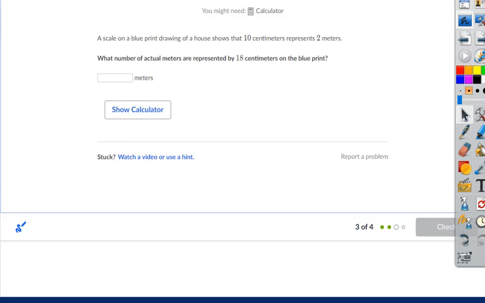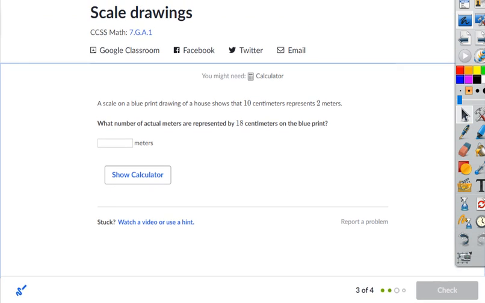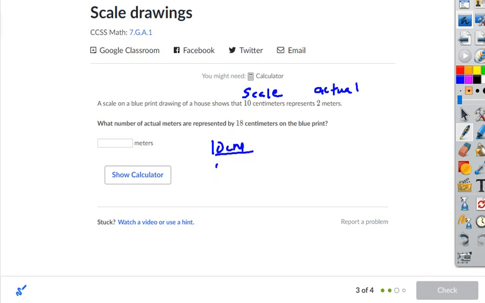So this time, they're giving you a scale problem, but this time they don't bother to give you the pictures. It makes no difference. A scale on a blueprint drawing of a house shows that 10 centimeters represents 2 meters. What number of actual meters are represented by 18 centimeters on the blueprint? Well, again, I know that this is the scale. Centimeters is going to go up and get bigger to become meters. This is the actual. So I'm just going to write 10 centimeters over 2 meters.